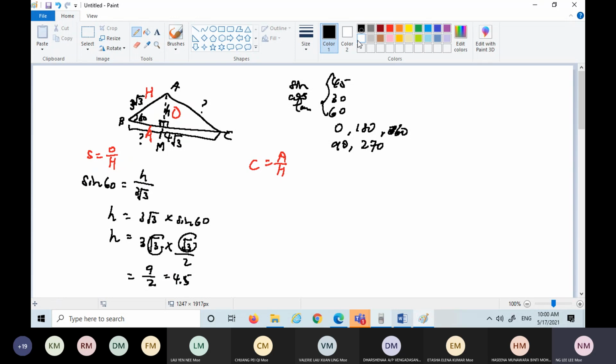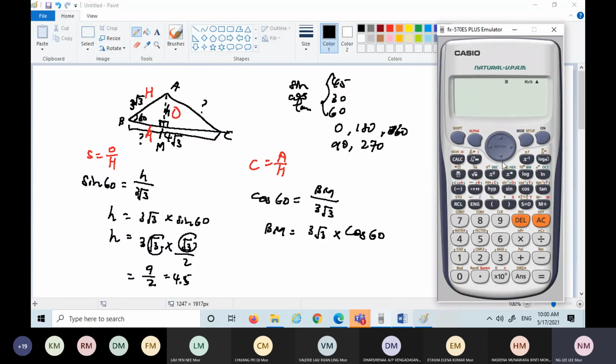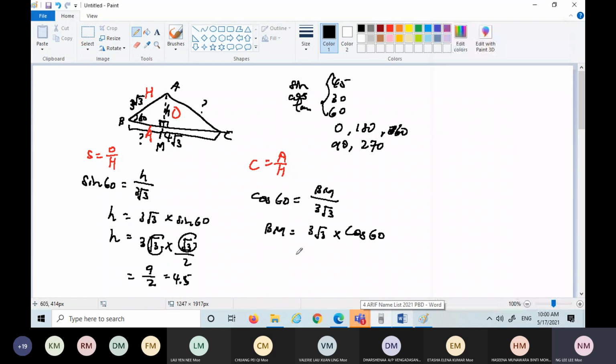So I should continue with cos 60 is A, which is the BM, and then H is the hypotenuse. So BM is 3 square root 3 times cos 60. Let us see what is cos 60. I think it's 1 over 2. Okay, it's 1 over 2. So this one will be 3 root 3 over 2. So cannot simplify. We just leave it.